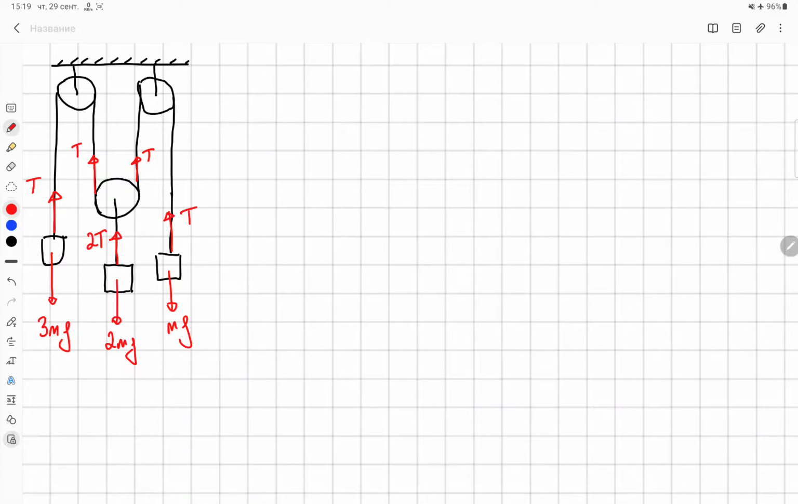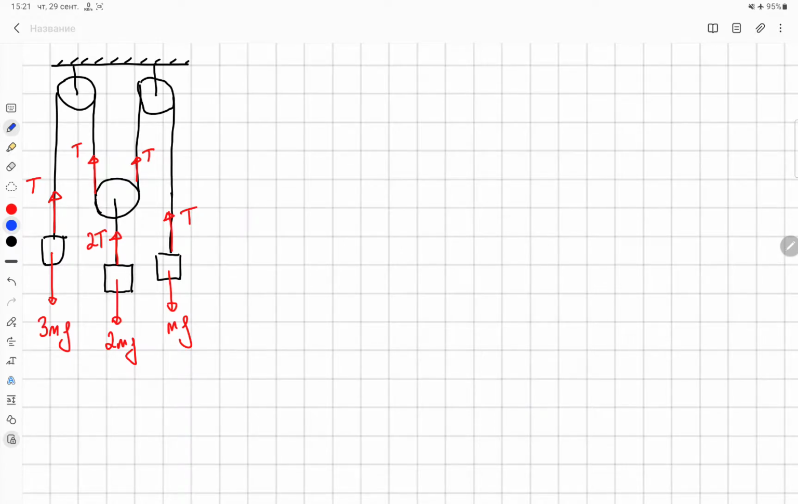The challenging part of this problem is that we don't know exactly in what direction the objects will move. It's very difficult to guess, and my advice is that you don't need to guess. We will just assume all these three objects will be moving downward, and at the end, if one of them moves in the opposite direction, upward, we should get a negative acceleration. From there we will understand which one will be moving upward.